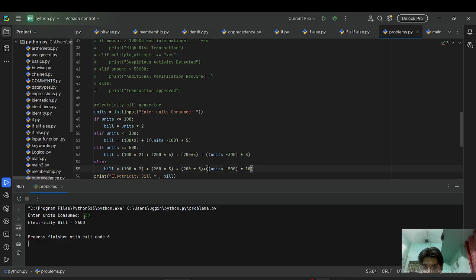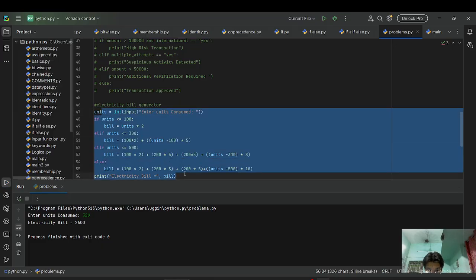So now it calculates the bill and prints the electricity bill total. It will not check the remaining conditions. If one condition is true, it will not check the remaining conditions. This is exactly how the electricity bill generator works.